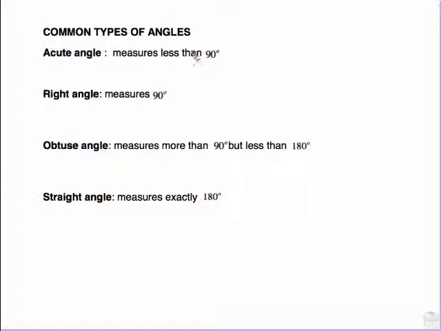There are common types of angles you might be familiar with. If the angle measures less than 90 degrees, it's an acute angle. So if it's less than 90, it's little and it's acute. That might be a way to remember it. A right angle measures 90 degrees. The right angle is indicated by the little box in the corner. An obtuse angle measures more than 90 but less than 180. And you can think about obtuse kind of like the word obese. So that's a big angle. And a straight angle measures exactly 180.